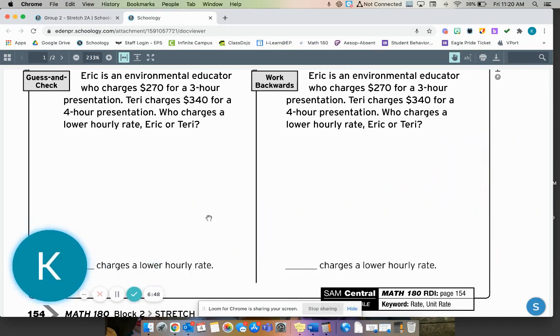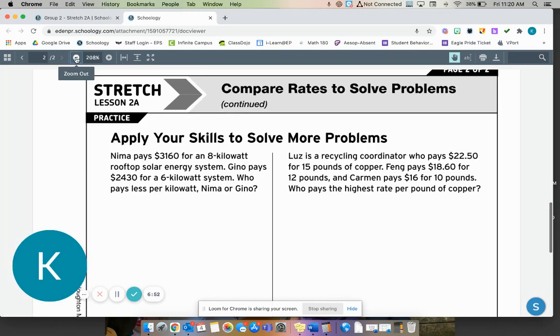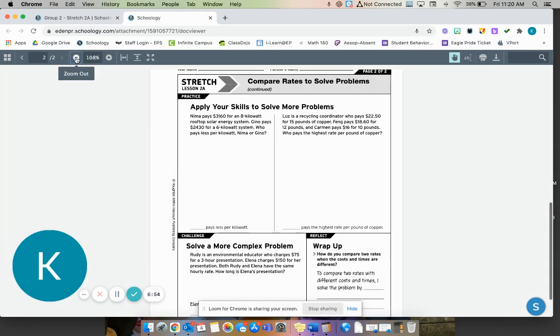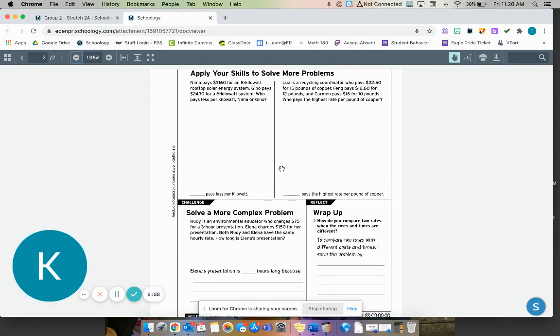So now for the Block 2 retake, your job is to complete the second page all on your own. So you're going to complete this page and submit it. Then you will unlock the next video for instruction.